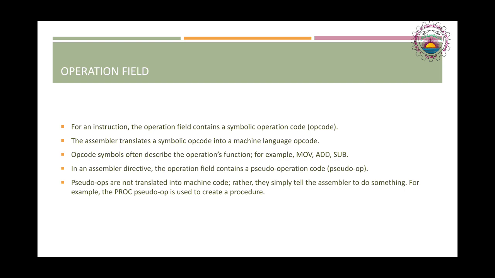In the case of assembler directives, the operation field has a pseudo operation code. That means this pseudo op will not be converted into machine code, but it tells the assembler to do something. For example, the proc directive is used to declare the start of a procedure, and you may have the DB directive in your program. The DB directive tells that you are going to define a byte. DB means define byte.